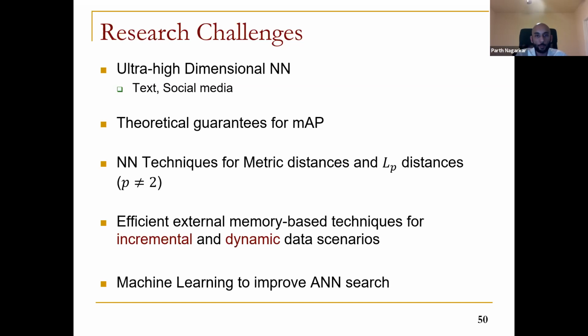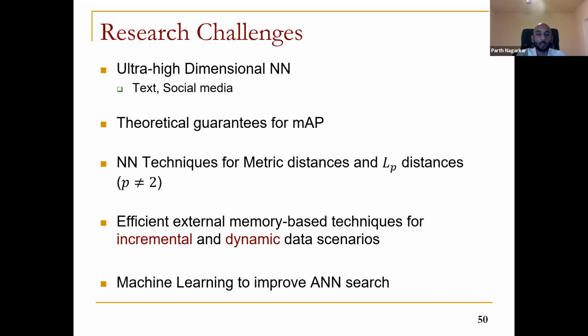And again, as we mentioned, what happens if you have incremental and dynamic data scenarios? What are the effects on the graph for proximity graph based techniques? What about for OPQ or product quantization based techniques? How is that clustering affected? Does the centroid change, and will that make a difference? So there are still many problems that need to be addressed.